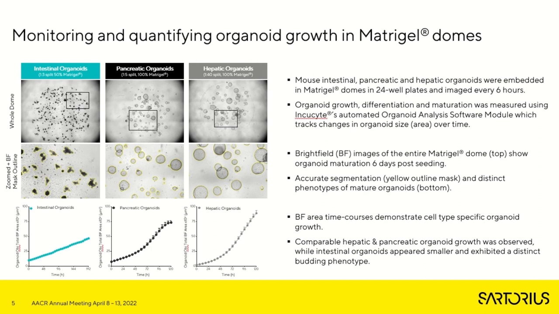Note the accurate segmentation as shown by the yellow outline mask of the different organoid morphologies, and the comparable rapid growth and larger size of the mature hepatic and pancreatic organoids compared to the slower growing, smaller intestinal organoids, which display a characteristic budding morphology as they mature.